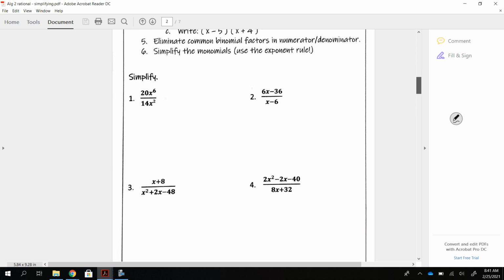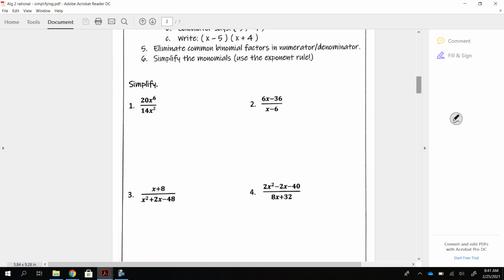All right, we'll start with number 1. So it says simplify. We have 20x to the 6th divided by 14x to the 2nd, all right? Here, for the numbers, we just find the greatest common factor. They both can be divided by 2. That is the greatest common factor. So what is 20 divided by 2? That's 10. What is 14 divided by 2? That's 7. Can we divide any more? No, because 7 can't be divided anymore.